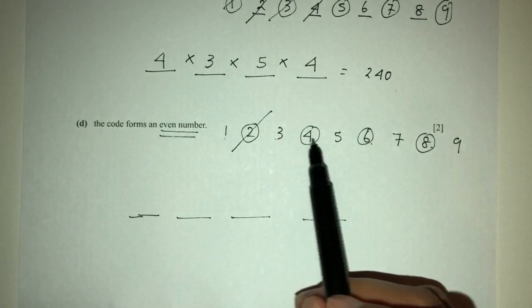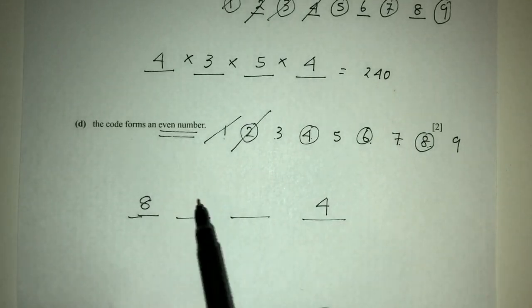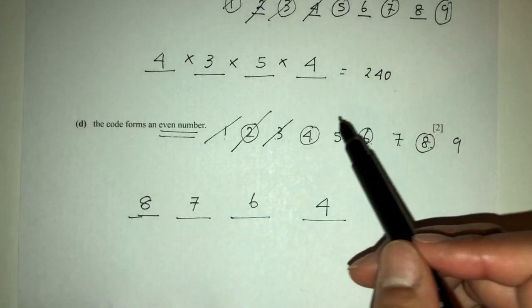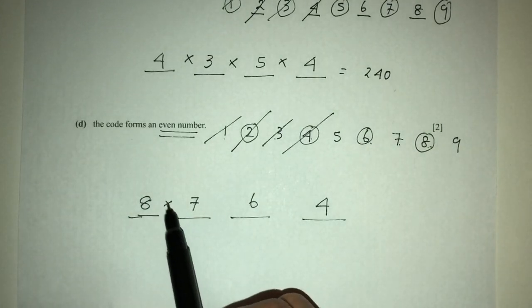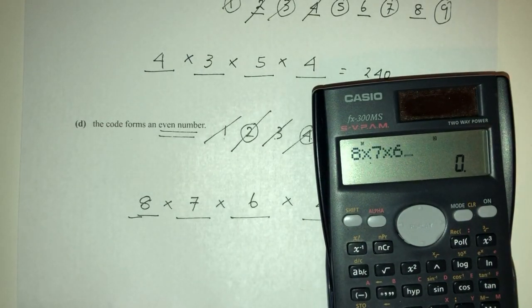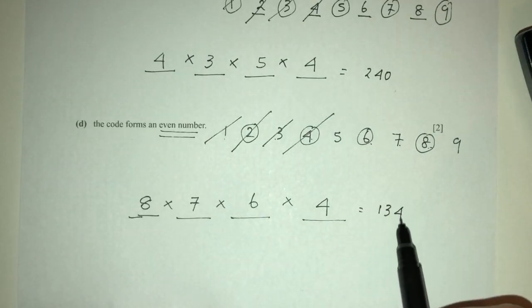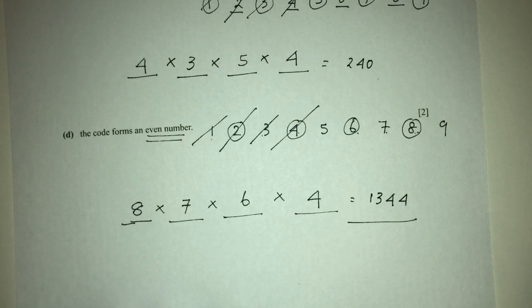So I have 1, 2, 3, 4, 5, 6, 7, 8 options. Let's say I choose 1. 7 options. Let's say I choose 3, and then 6 options. Let's say I choose 4. Okay, so if you multiply, you will have your number of ways. That will be 1344 as your answer, forming an even number from those 4 numbers.